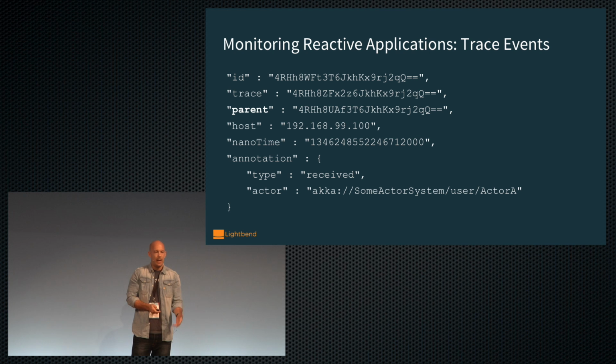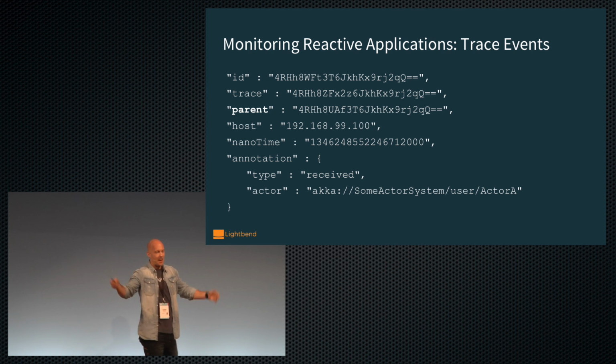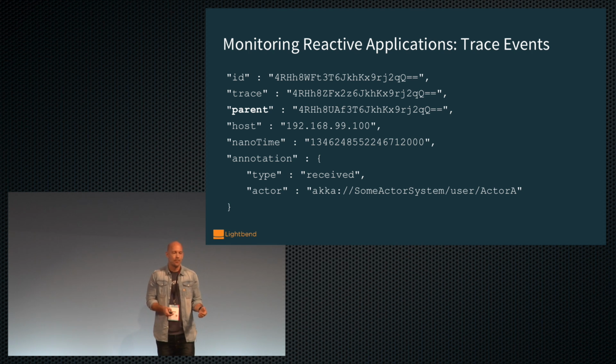So looking at one of these trace events, what it can look like, this is JSON, so it's not a big data format. Each of these events will have a unique ID. So that's the ID there. They will also have a trace ID. The trace ID in the example before would be the whole trace from actor A, B, C, and back to A. That's a trace event. So they all belong to the same trace context.